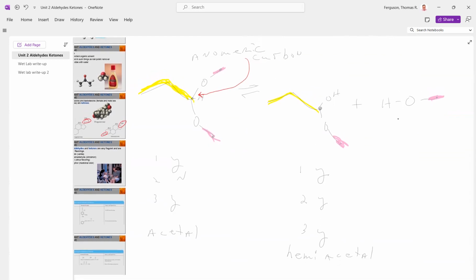And then this would be one of the alcohols that comes off. Now, if these were different alcohols stuck onto that anomeric carbon, you could end up with two different alcohols. In this case, they're the same original alcohol. So we're going to end up with two methanols.